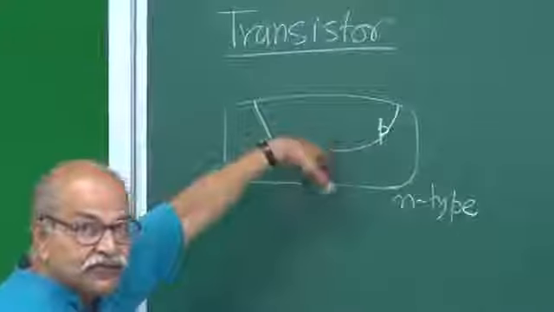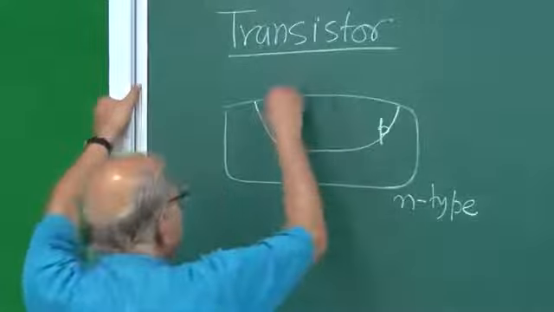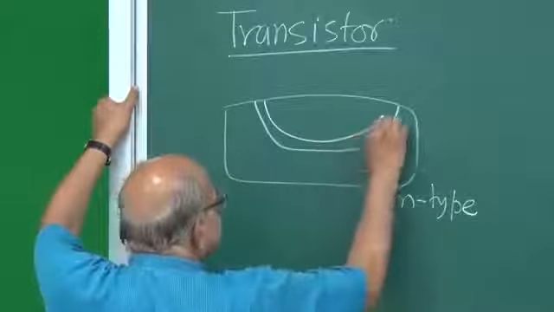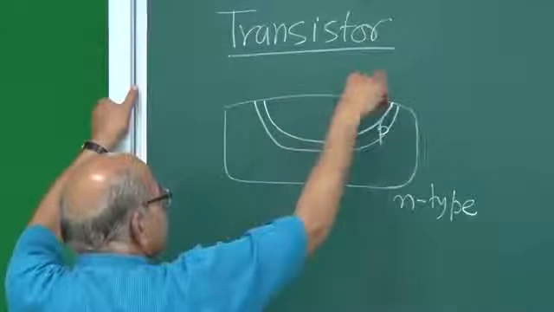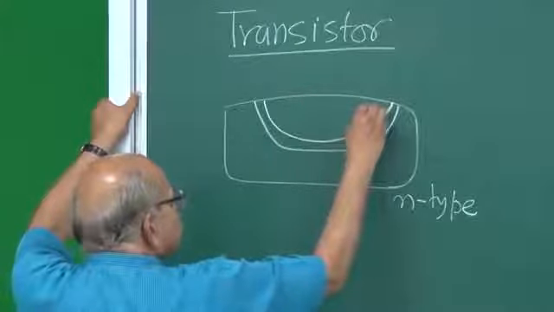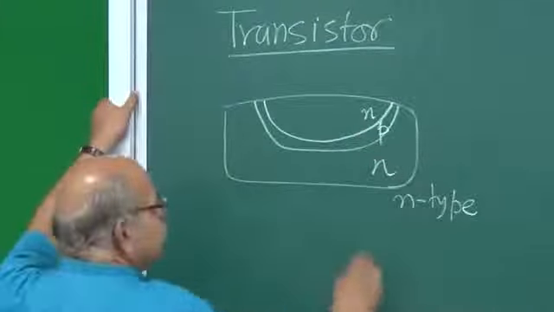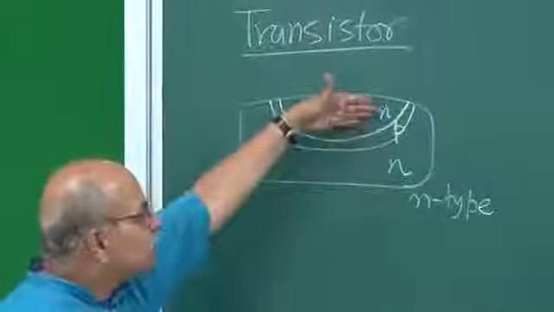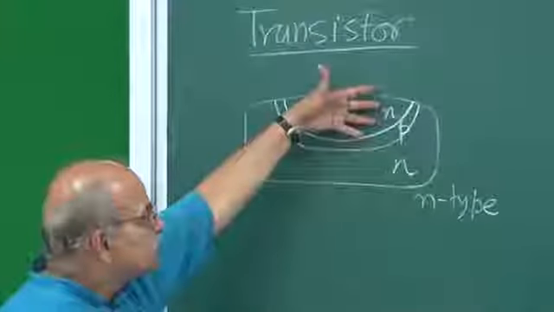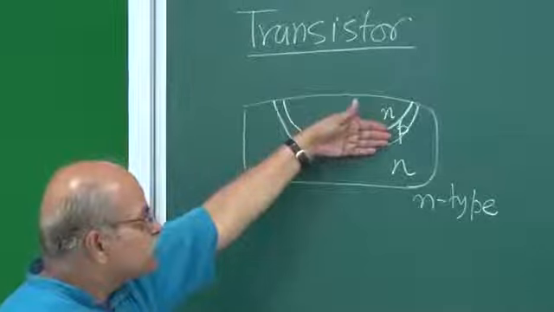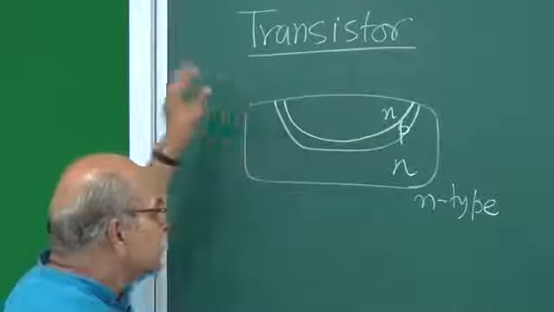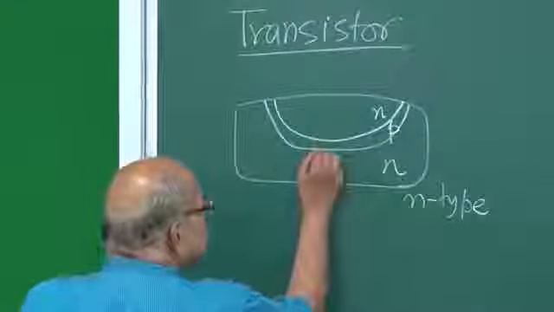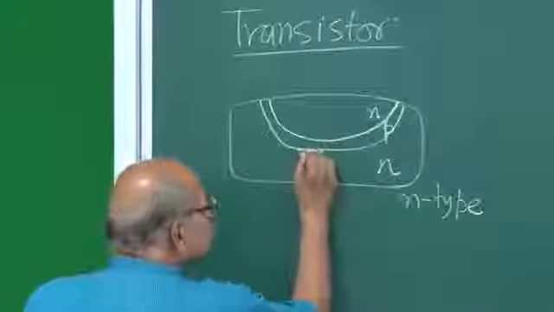And then further diffuse n-type impurities from the top and make this region n-type. So I further diffuse these donor impurities to make this n-type. So this was already n-type, and this is p-type, and this is n-type. Now I have three kinds of impurity distributions: the donor impurities here, acceptor impurities here, and again donor impurities here. And here are two junctions. This is one junction.